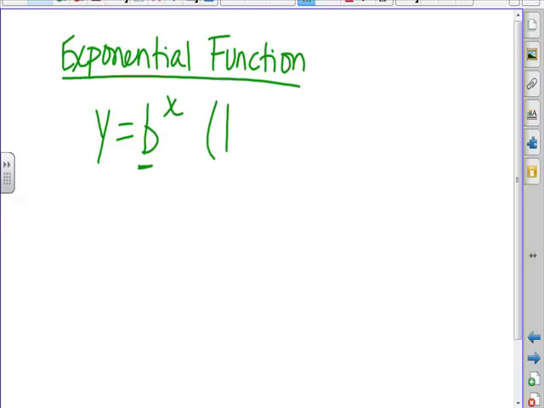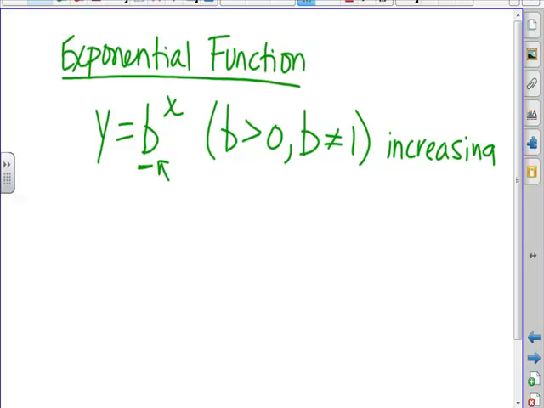And we're going to see, the more we work with these, that as long as b is bigger than 0, and b is not equal to 1, because if I put a 1 in for b, 1 to any power is 1, and I'm just going to end up with a horizontal line. So if b is greater than 1, we're going to have what we call an increasing function.